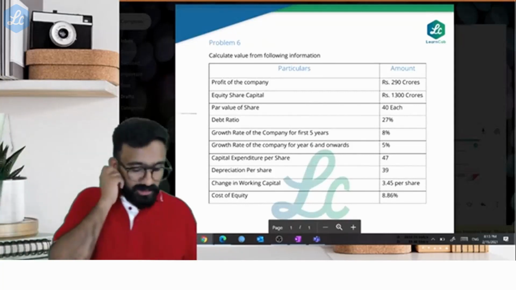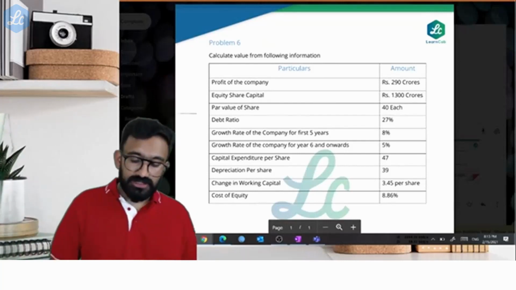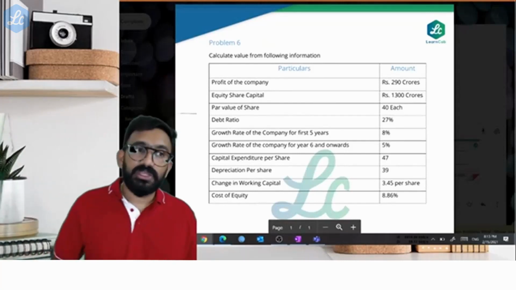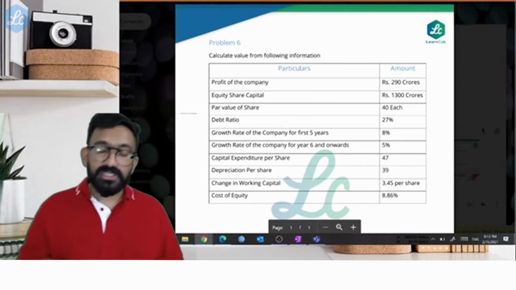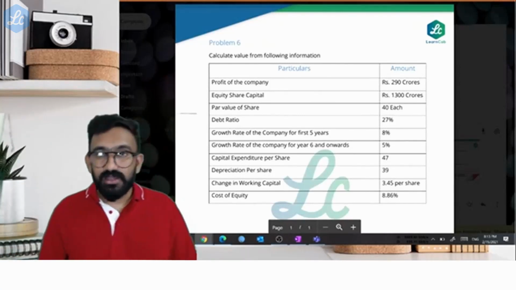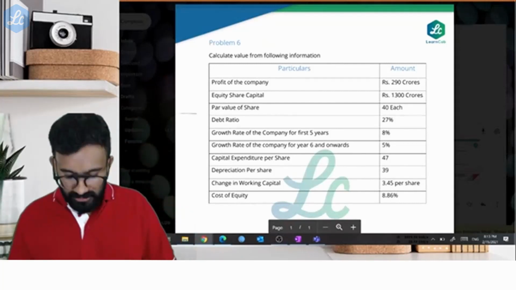So you have the earnings per share with you. Now there's a debt ratio that is 27%. What is the meaning of debt ratio? It means that of the capital required by the company, 27% will generally be taken as debt from outside.